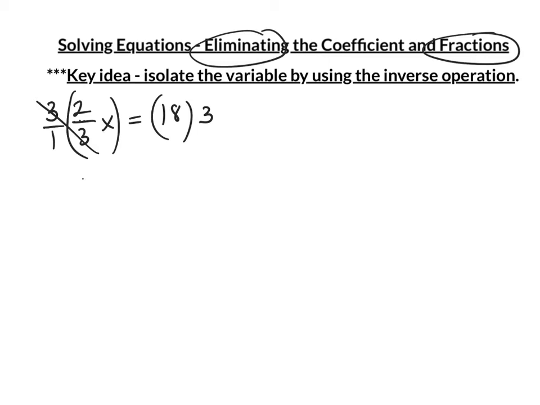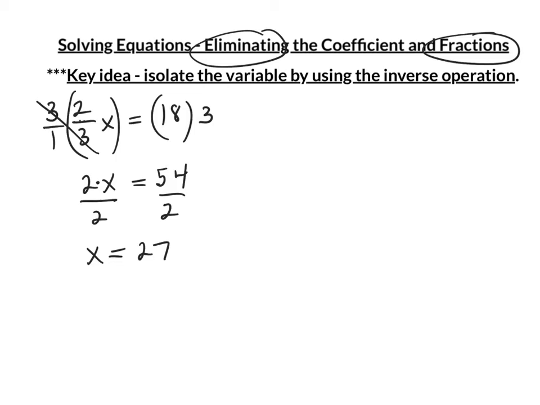So what I'm left with then is 2x. 2x equals 3 times 18, which is 54. And again, just like the previous examples, I got a coefficient of 2. So I'll divide both sides by 2, and 54 divided by 2 is 27.